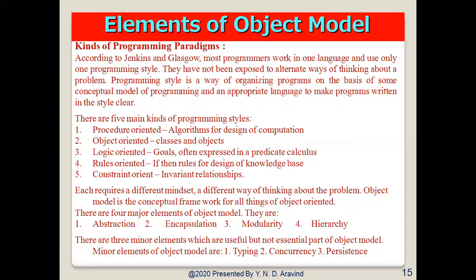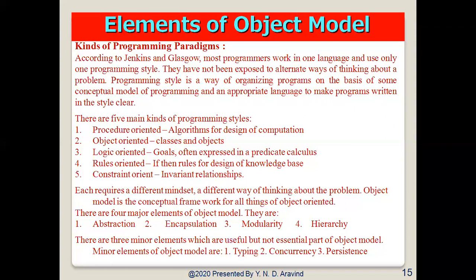Here there are 5 kinds of programming styles. One is procedural oriented. So these are algorithms for design of computations. Whereas coming to object oriented, we use classes and objects. And logic oriented is goal oriented, often expressed in predicate calculus. Whereas rule oriented is for the design of a knowledge base. And constraint oriented is based on invariant relationships.